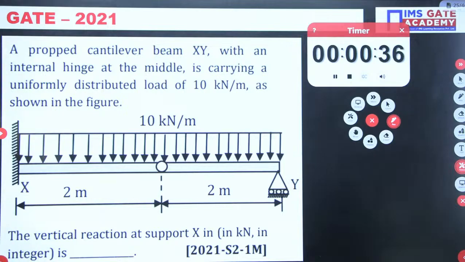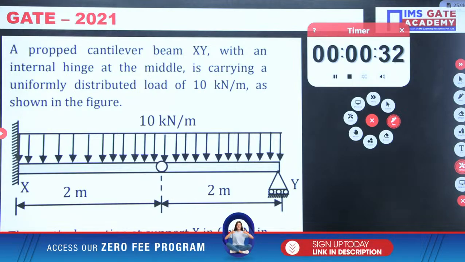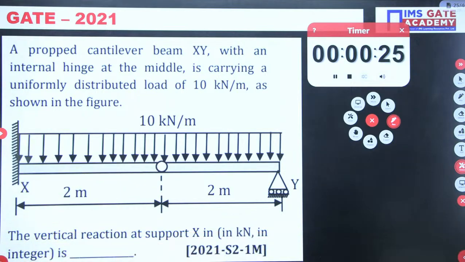Any answers? Any answers, anyone? A propped cantilever beam with internal hinge is given to you. Intensity here is 10 kilonewton per meter. Any answers, anyone?